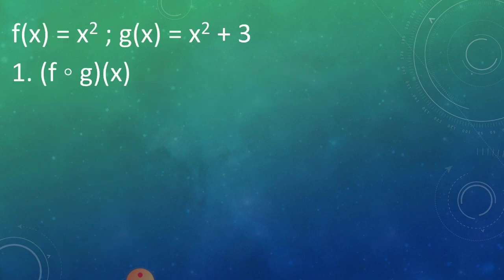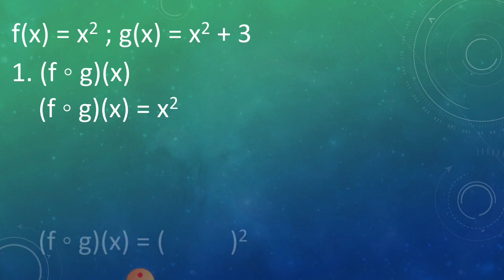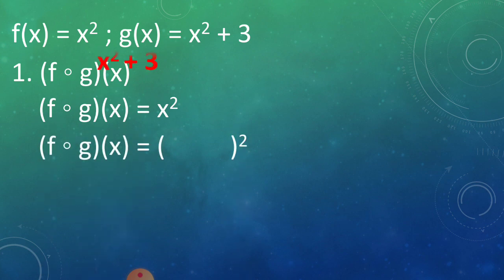First, let us have f composed with g of x. So it means that the function f must contain the function g. So let us get the function f. So we have the function f, which is x squared. From this function, it must contain, or consist of, the function g. So how is that possible? We must replace the x variable with the function g. So that is now the quantity x squared plus 3, squared.